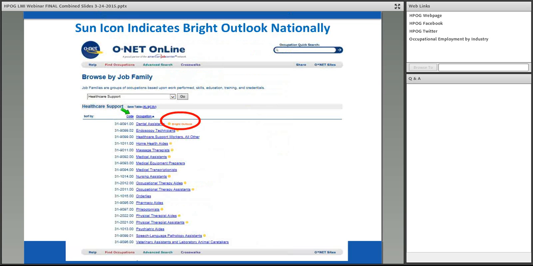And so you can see the list of healthcare support occupations, and what I've highlighted here is that if they meet the Bright Outlook standards at the national level, they will have this yellow sun icon. So actually most of the occupations at the national level in this category are Bright Outlook, but some are not. And again, I'll show you when we click on one that you will be able to see more data and then link also to state data.